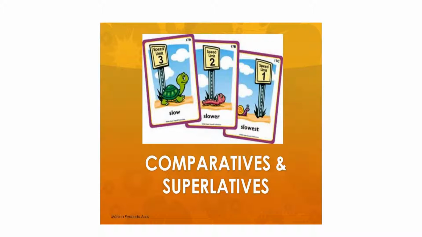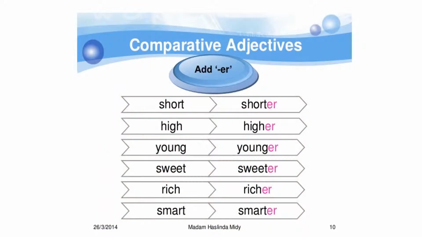Use more or less for two or more syllable words. Adjectives with two or more syllables take more or less. Beautiful becomes more beautiful. Sensitive becomes more sensitive. Dangerous becomes more dangerous.